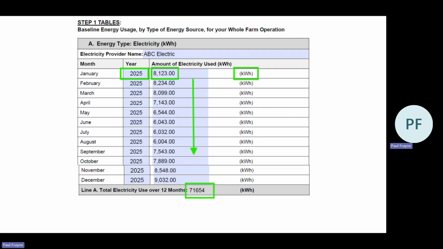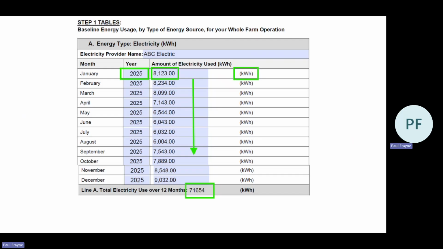Step number 1. Use the conversion factors to convert all energy to kilowatt hours. Use the energy usage over a historical 12-month period for each energy type to calculate an annual total for your whole farm operation in kilowatt hours. Retain copies of the monthly energy bills as OSCIA may request copies to validate your application.